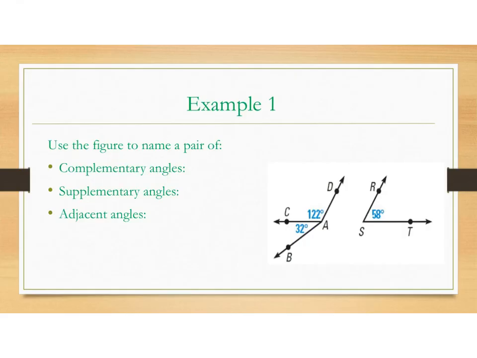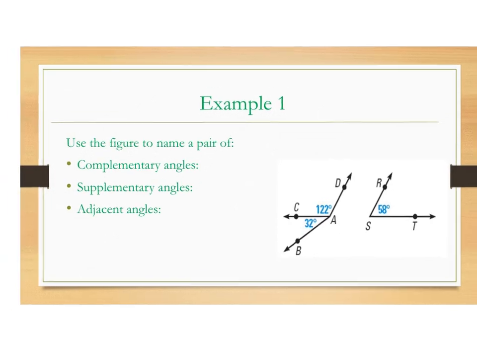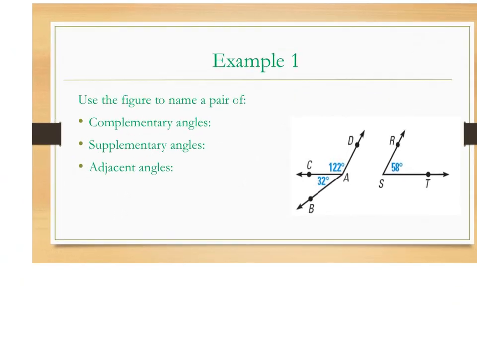All right, so here's our first example. It says, use the figure to name a pair of complementary angles. Again, they don't need to be adjacent. We just need to find the two angles that add up to 90 degrees for complementary. I'm going to name my angles with three letters. So my first angle could be BAC.